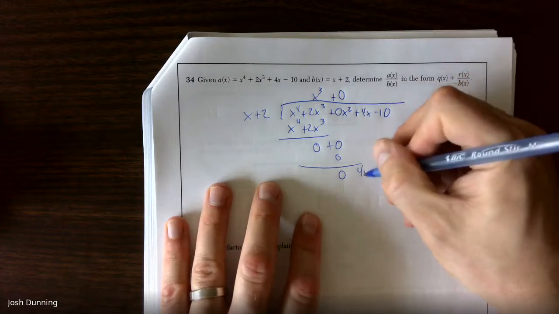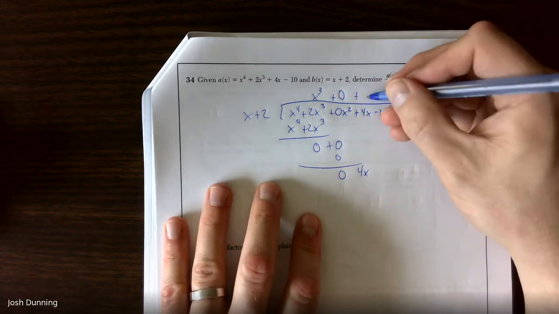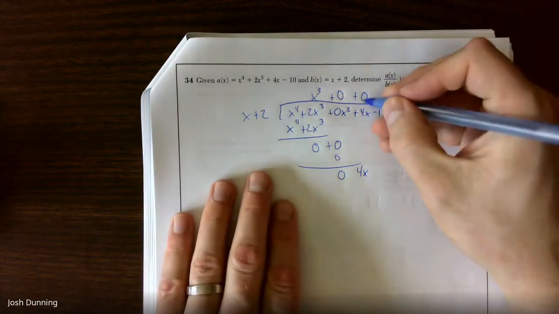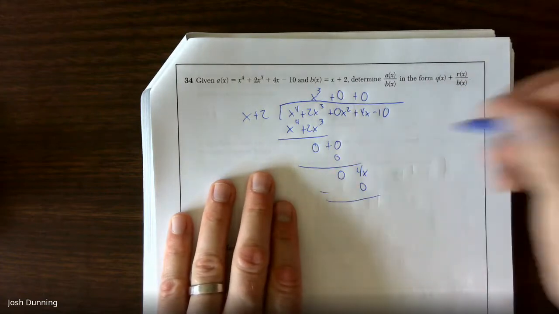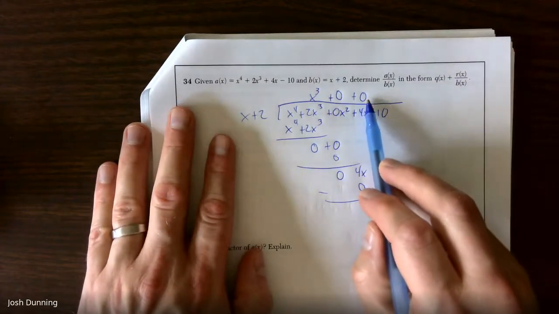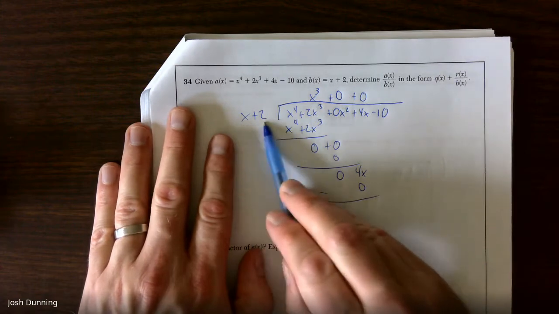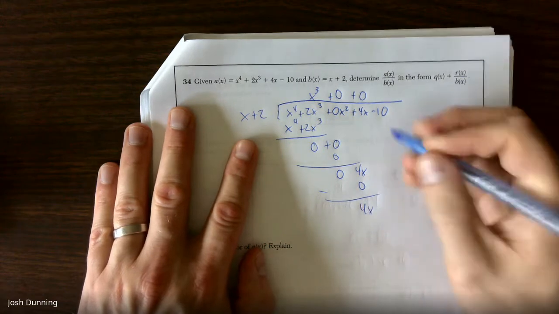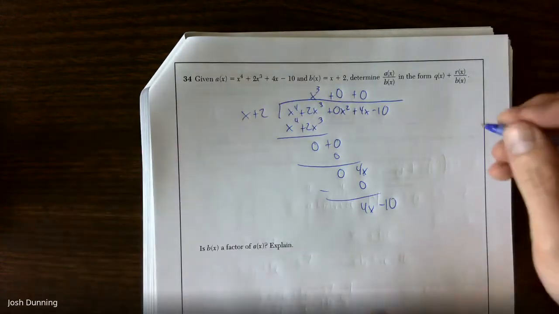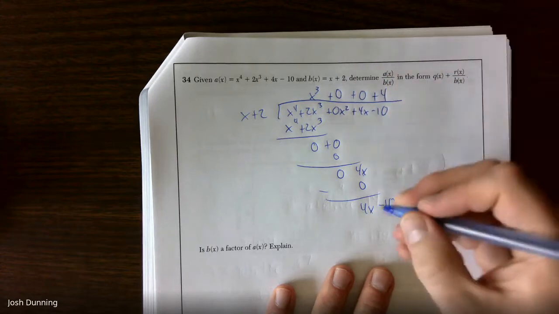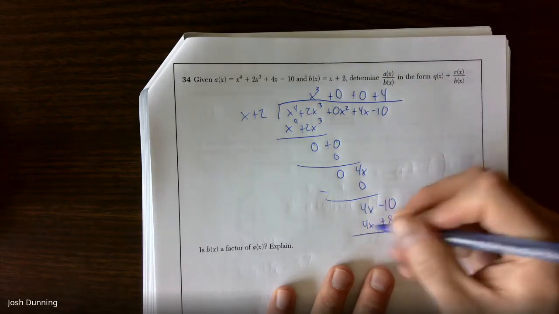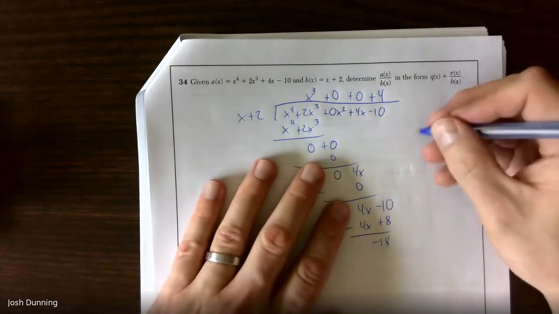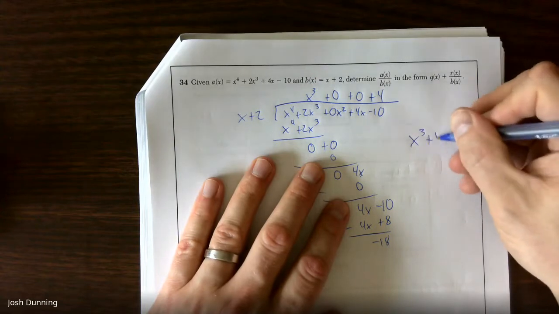0, bring down the 4x. So I need 0x's. This one's kind of a weird one here. 0x's, 0 times that whole thing. And again, the reason why I put a 0 here, I can't fit this whole binomial into just this monomial. 4 minus 0, bring this down. And then we'll multiply by 4. Negative 10 minus 8, negative 18. So this one's a little bit of a weird one.